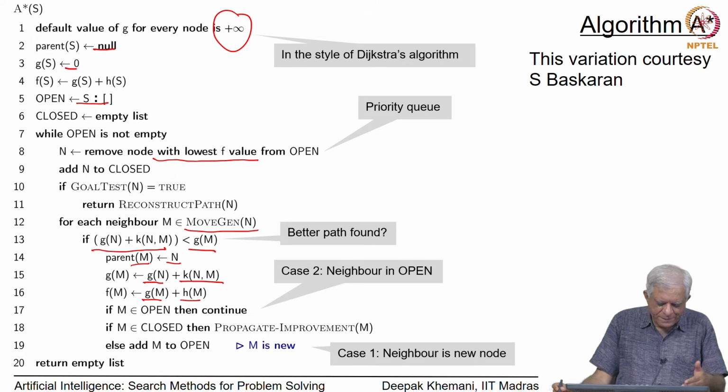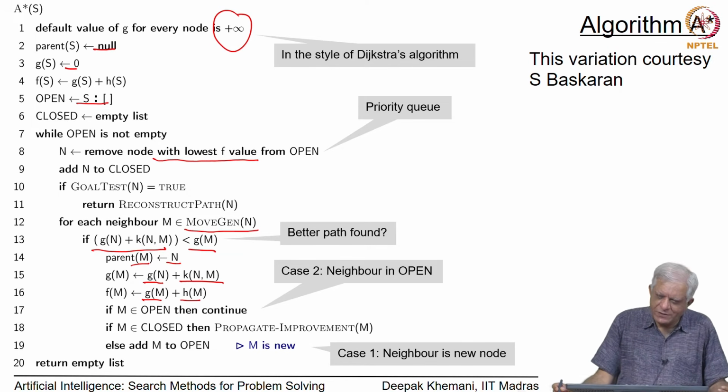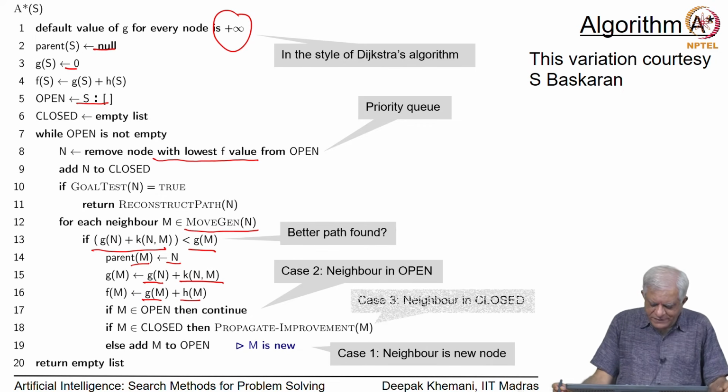If you have found a better path, then in this version of the algorithm given to me by Bhaskaran, you have already updated the better path and updated the parent pointer and everything. So, you just continue in case 2 and you do not have to do anything else. Case 3 is when the neighbor is on closed, which means you have already inspected it and you have already generated its children, because the node is on closed only when it has been expanded, and if it has been expanded it would have its own children or neighbors. In case 3 we need to propagate the improvement if we have found one.